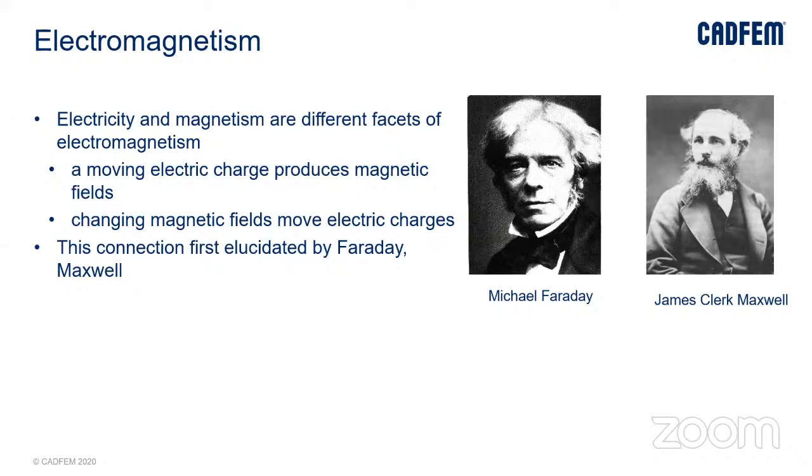And when we talk about electromagnetism, basically it's a combination of two words: electricity and magnetism, which are different facets of electromagnetism generally. In a nutshell, a moving electric charge produces magnetic fields, and a change in magnetic field produces electric charges. That's the simple connection between these two, and these two men identified this phenomenon. That's a beauty, and that's where we are living with electromagnetism.